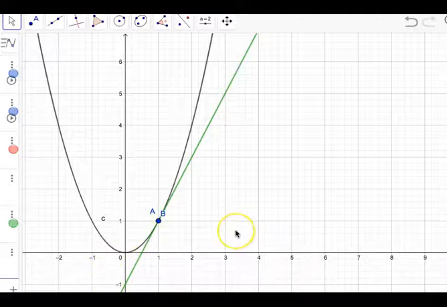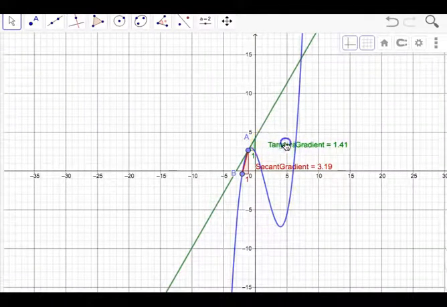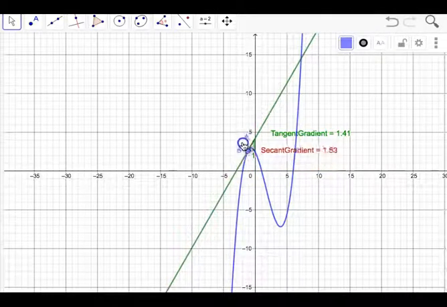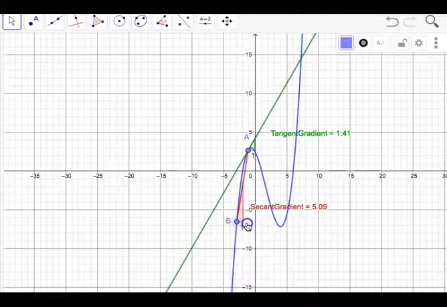So on your booklet, it says as the gradient of the secant approaches the value of what? What does it approach the value of? 2. Approaches the value of 2, therefore the gradient of the tangent equals 2. Okay? Next one. Got the gradient of the tangent and the gradient of the secant being worked out at the 1 point. Okay? So let's say on your graph, yes, B is down here. So can you see the gradient of the tangent is 1.41 at that point?